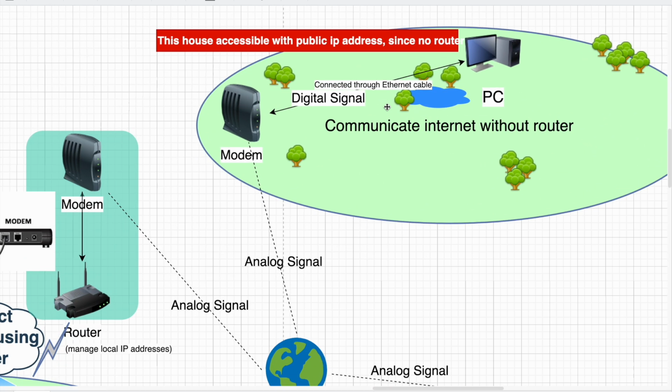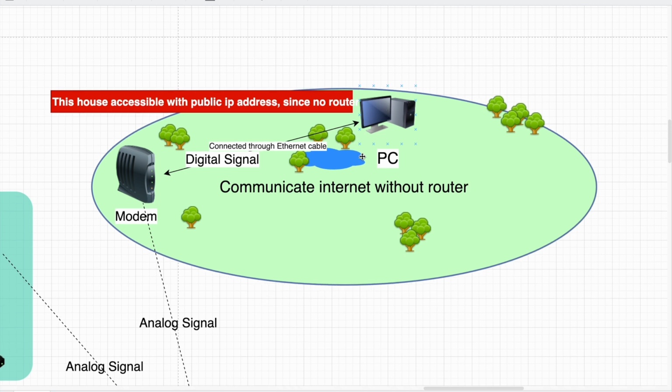Let's see this house communicating with the internet without a router, directly using the modem. The modem converts the analog signal to a digital signal, and this system is connected through an ethernet cable. This house is accessible with a public IP address because there is no router. So this house connects directly with a public IP address, which means it has some risk. This house has less security.